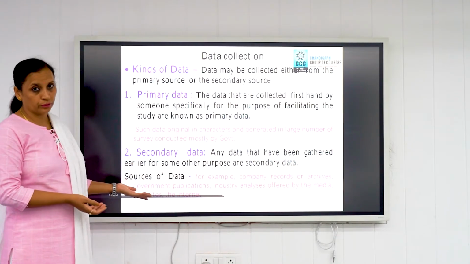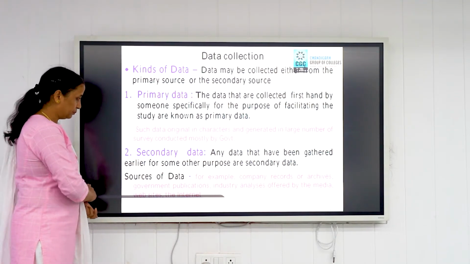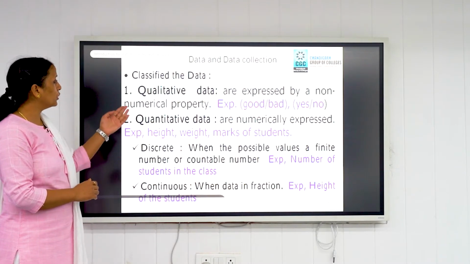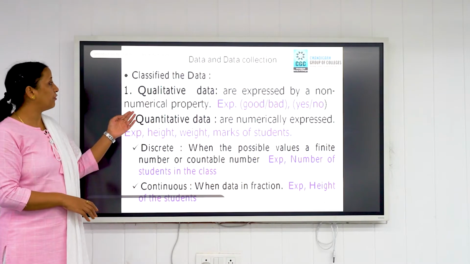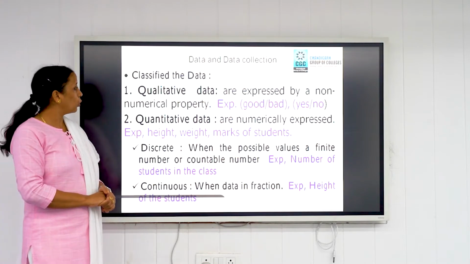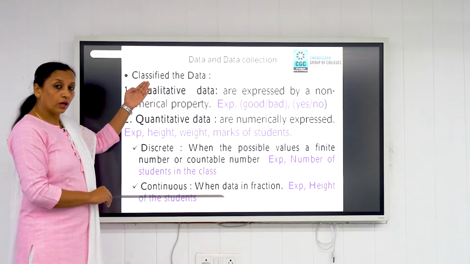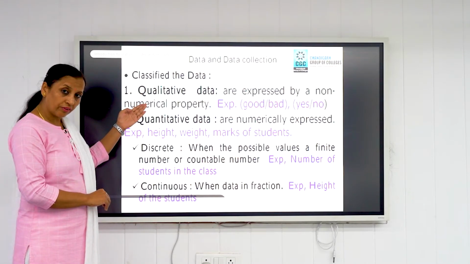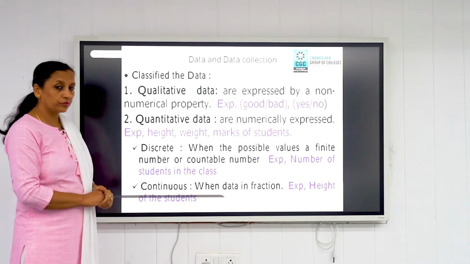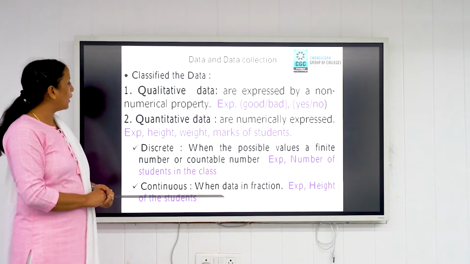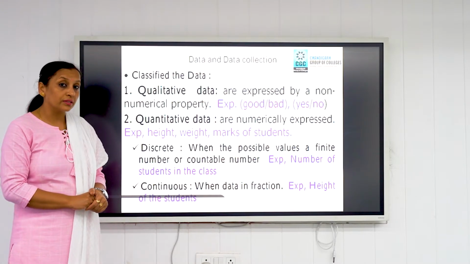So these are the examples of the secondary data. Then come to classifying the data. First, how are we going to classify the data? The first one is qualitative data, which is expressed by non-numerical properties.